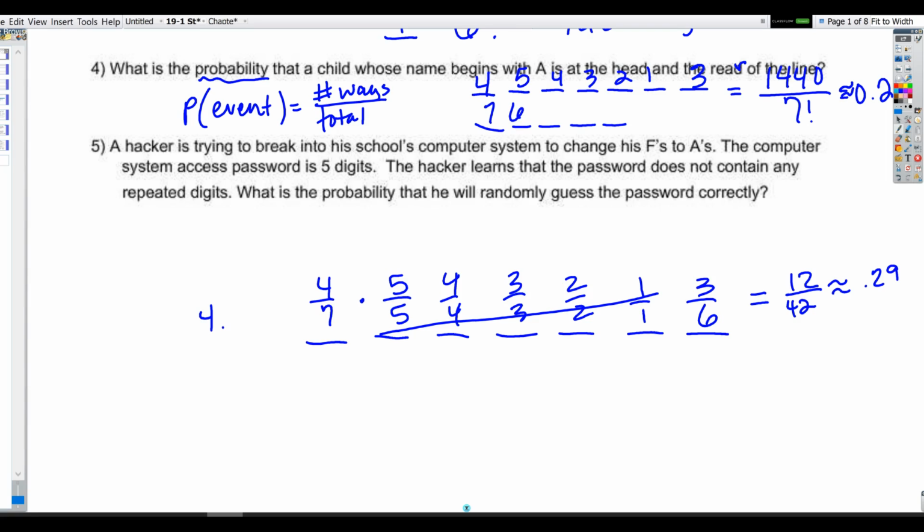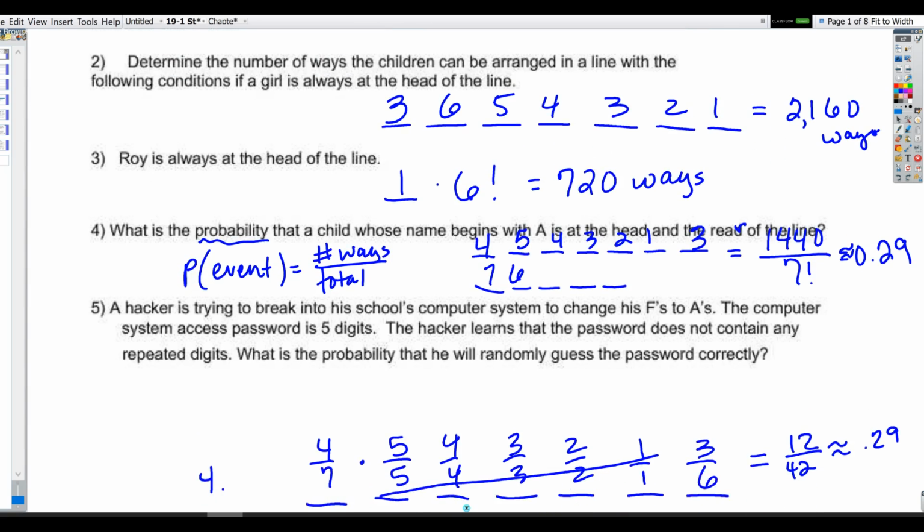So this is the situation when I multiply 4 over 7 times 3 over 6. Why am I changing both the numerator and denominator here? Because you already used one person, and that person was a female. So those two events are dependent on each other, right? Whatever happened here is going to impact what happens in our last spot there.